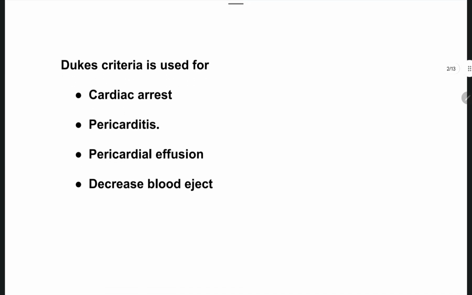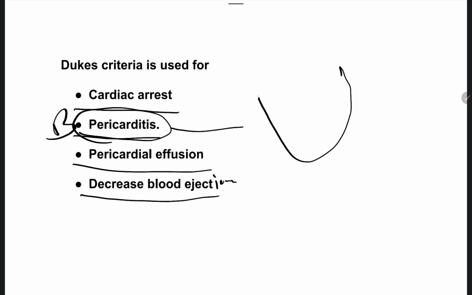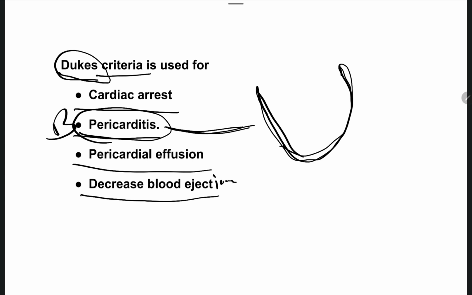The next one is: Duckett's criteria is used for? Options are cardiac arrest, pericarditis, pericardial effusion, decreased blood ejection. The right one is option B, pericarditis. So pericarditis is nothing but the cardiac covering layer being infected by a pathogen, that is called pericarditis. And to find out pericarditis, we can use Duke's criteria. So based on Duke's criteria, we can assess the pericarditis stage.